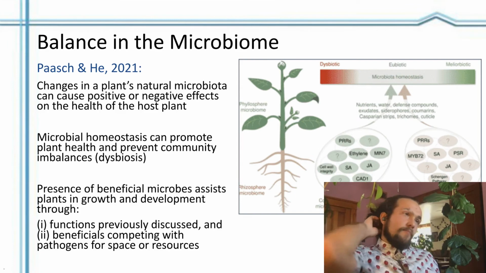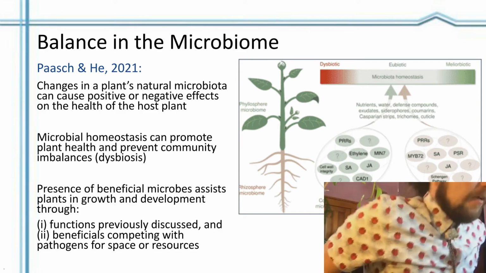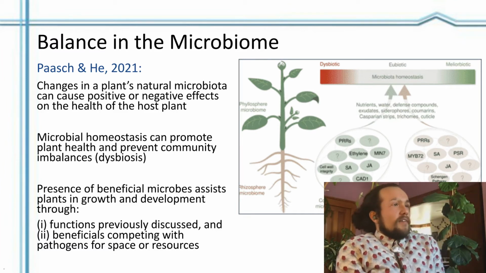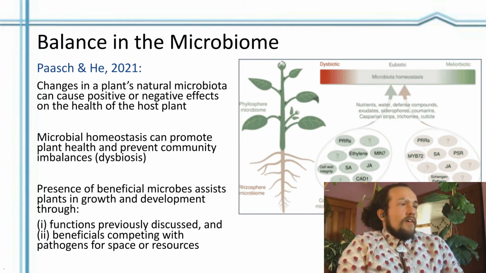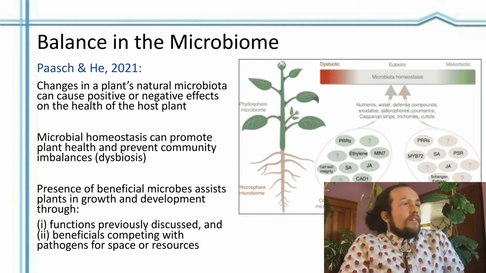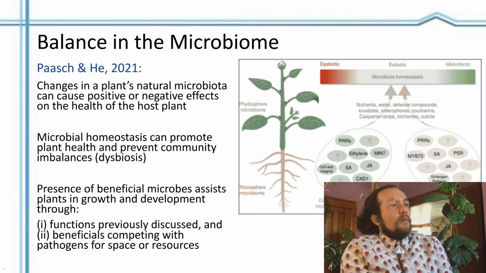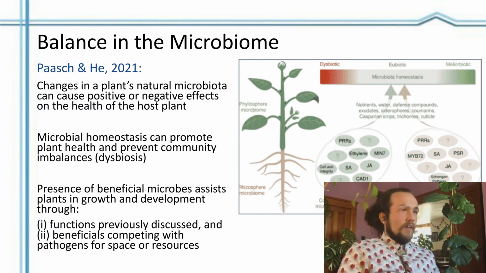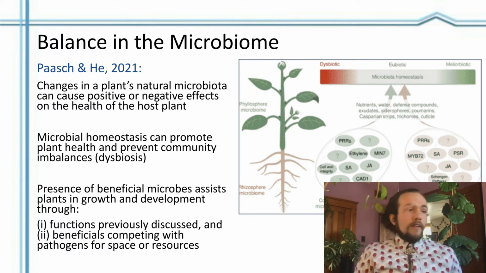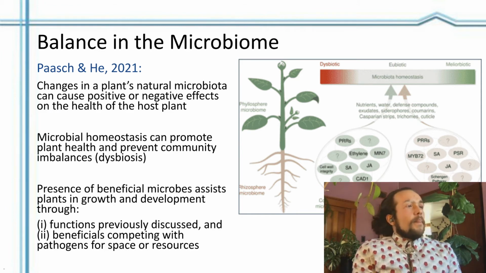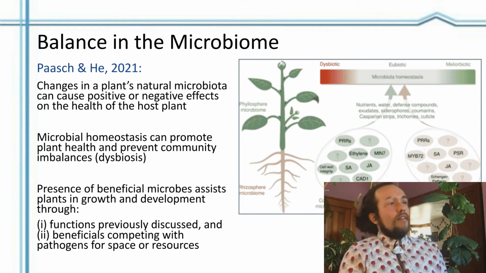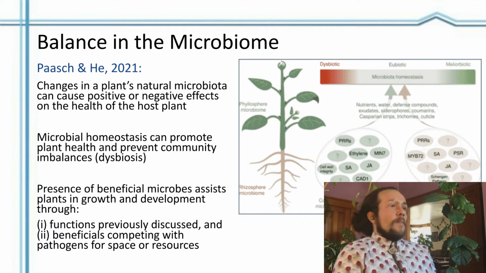Now I want to emphasize balancing the phytobiome and why it's so important for plant health, growth, and development. So this paper by Pash and He that came out in 2021 emphasized some key points, one being that any changes in a plant's natural microbiota, its microbial communities associated with it in the roots and on the plant body, can cause either positive or negative effects in the plant health. Homeostasis is one of the ideal situations for your plant health. This can also be called eubiosis, and this prevents community imbalances.